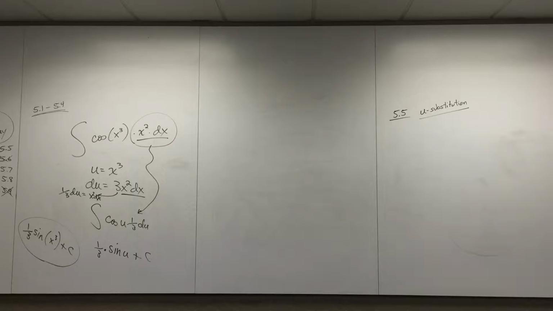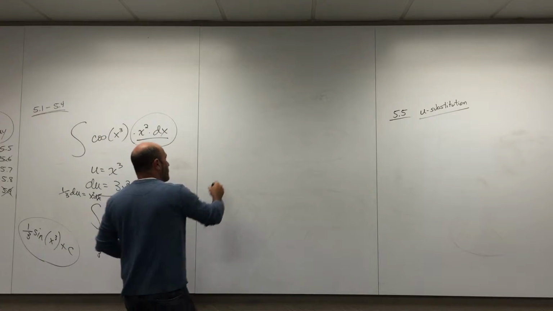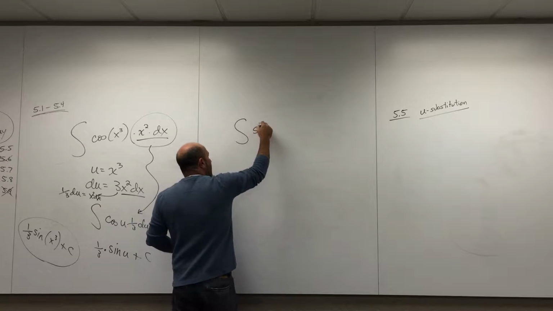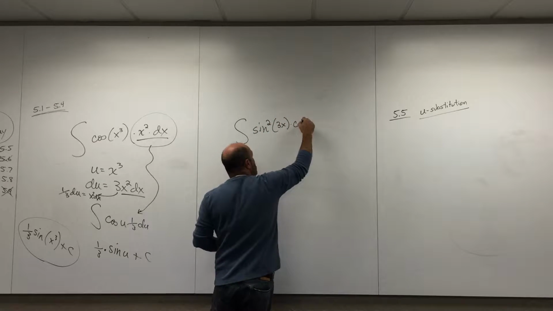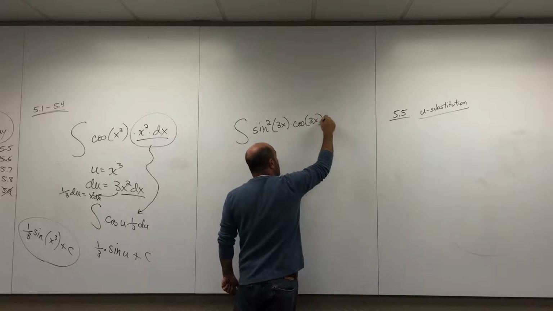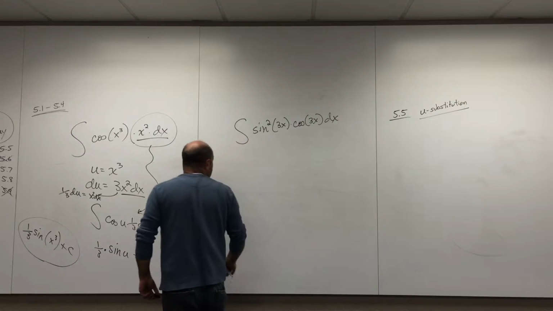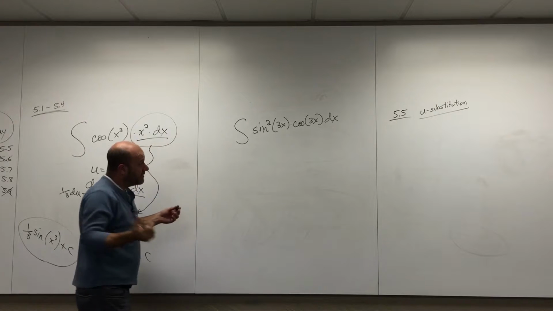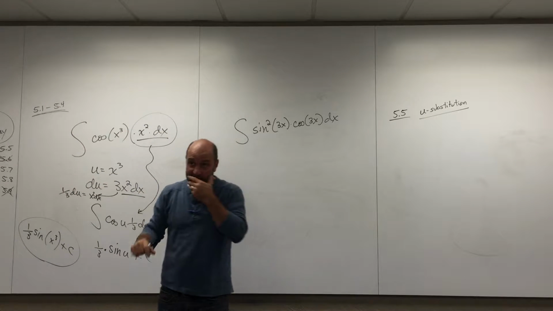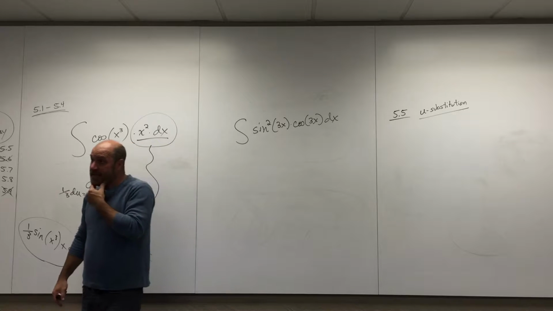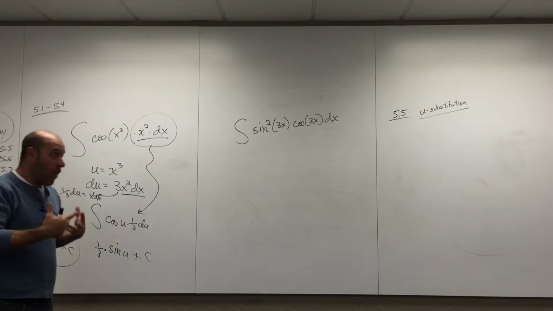Here's one more for fun. Look at this one: the integral of sine squared of 3x times cosine 3x dx. I mean, this is pretty complicated. You can't stare at this and just come up with an antiderivative. You need to get it into a form.